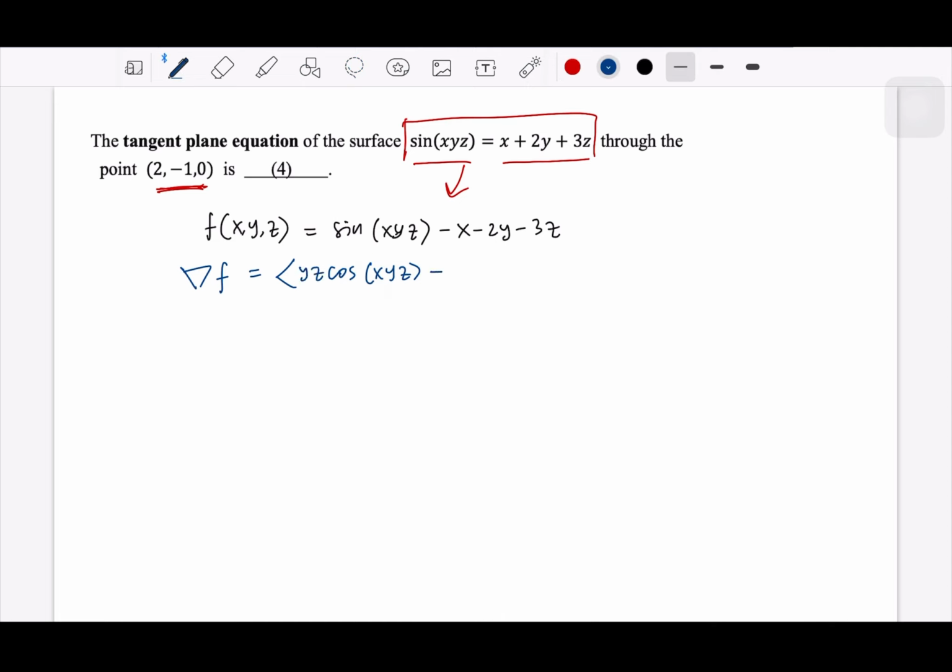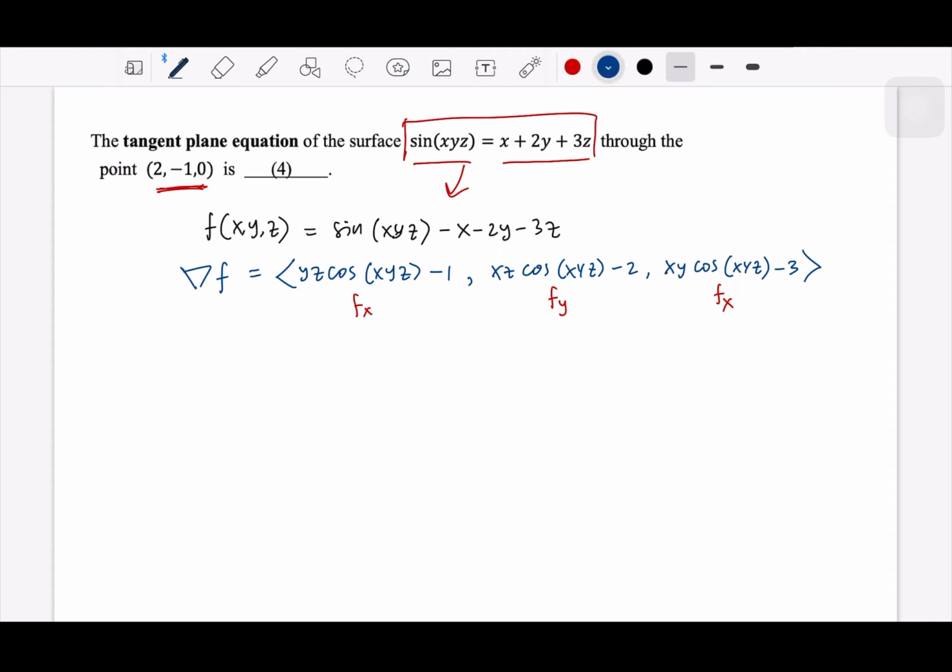Okay, and then -1, and the other will be 0, and then partial, so this will be partial x, to help you distinguish from the others. So the other one, the partial y, we have cosine xz, cosine xyz, -2. So this will be the partial y, and the last one will be the partial z. This will be xy cosine xyz and then -3. And this is all the gradient vector of the function f.